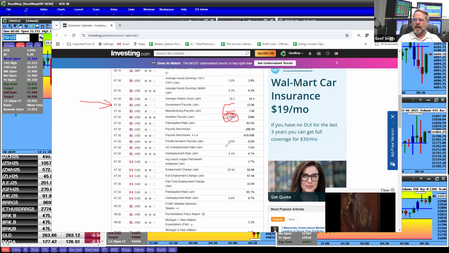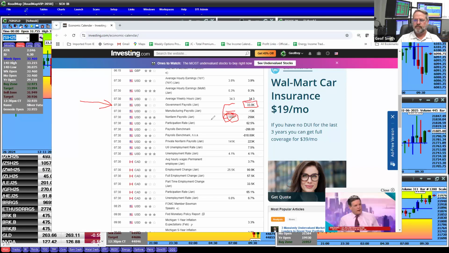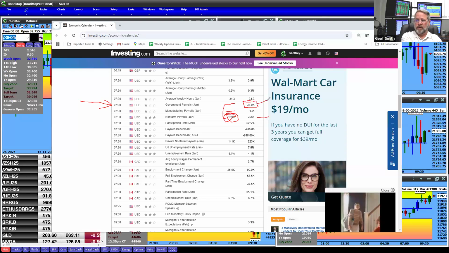But then they start breaking it down into different areas. They have manufacturing and government in here. But you'll notice that right there, that's 33,000 of that 169,000. Actually, it was of this 256 right there. That's 33,000 of that. So the rest of it was either manufacturing or private payrolls or whatever it is. This number has been very positive a lot, between 25 and 45,000 a month going into the government.